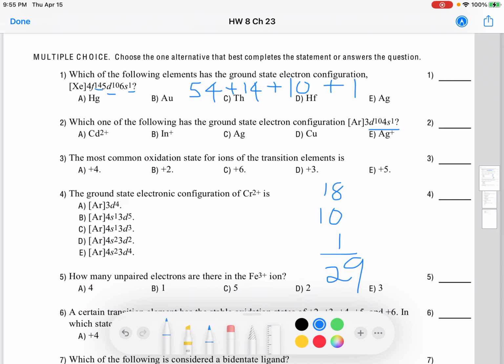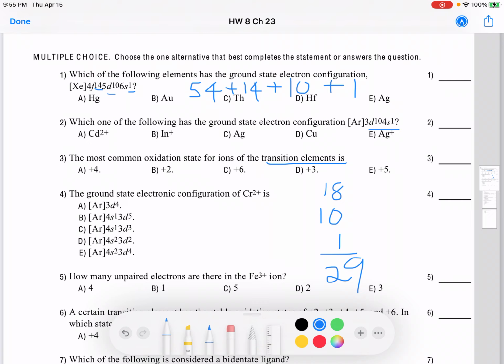And then the third one, the most common oxidation state for ions in the transition elements. We talked about this in the lecture. In the transition elements, they have s2 electrons and then the d electrons. So it's always the s electrons that are going to be lost. Because of that, plus 2 is the most common oxidation state. For inner transition elements, that's going to be plus 3. But for the transition elements, plus 2.